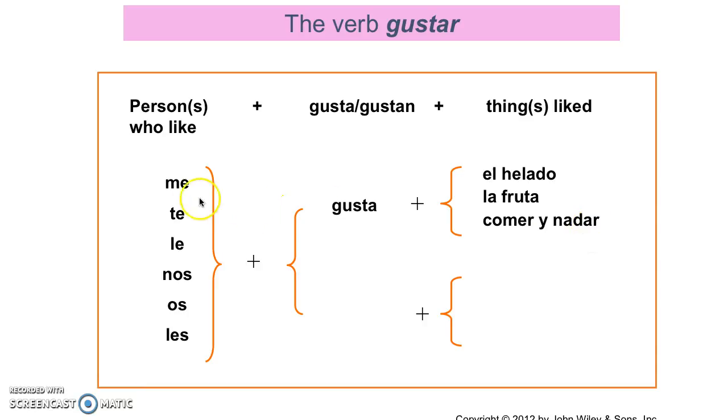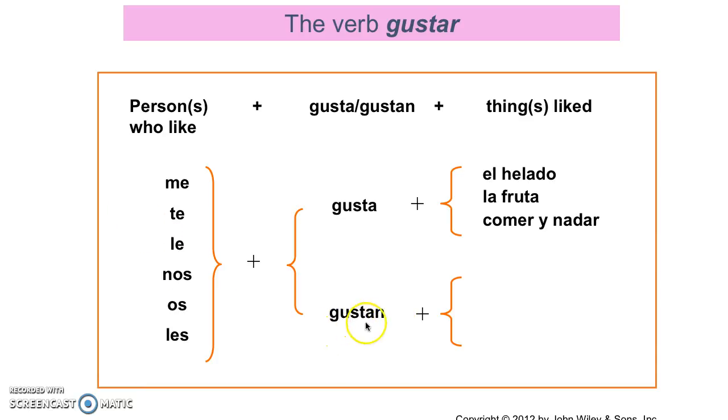Okay, so here are some examples. I might say, me gusta el helado. I like ice cream, or literally, ice cream is pleasing to me. Le gusta la fruta, and maybe I'm saying he, because le can mean multiple things. So he likes fruit, or fruit is pleasing to him. And nos gusta comer y nadar. We like to eat and swim, or literally, eating and swimming are pleasing to us.